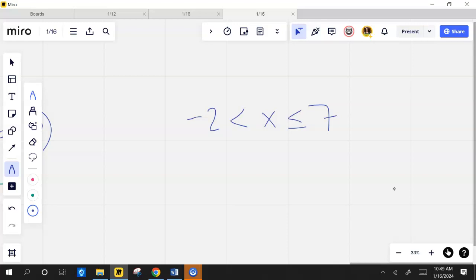What's the smallest? -2. What's the biggest? First one, bracket or parenthesis. There you go. Bracket or parenthesis on the last one. Does everybody see where we're going with this and what we're doing?